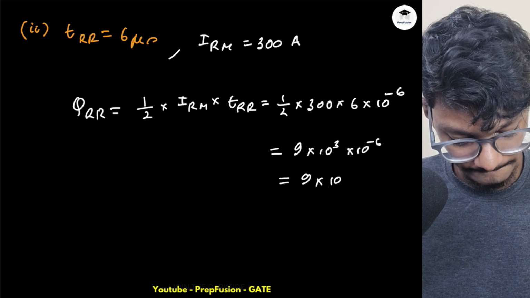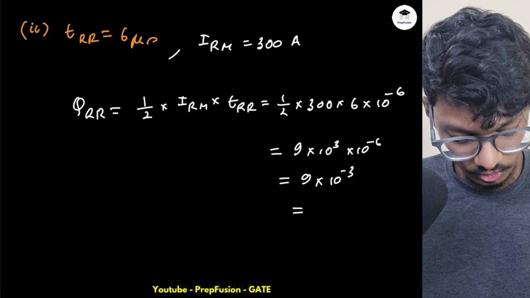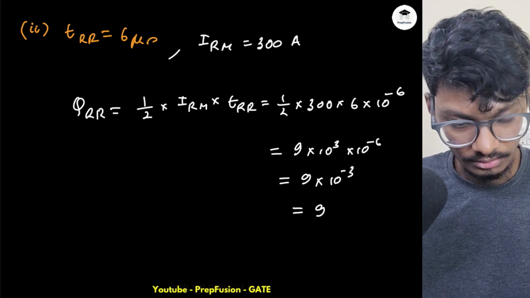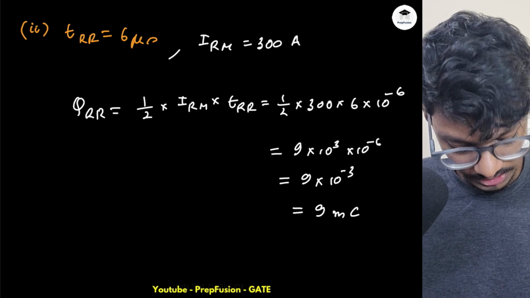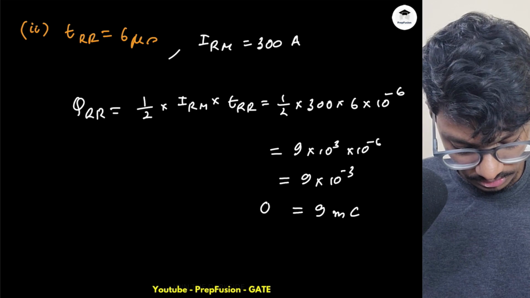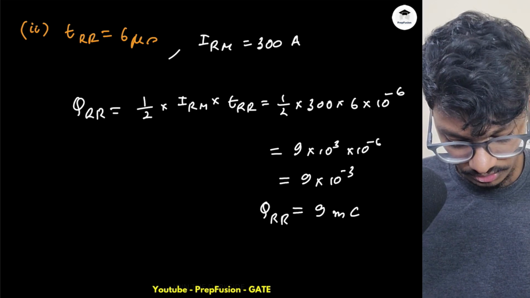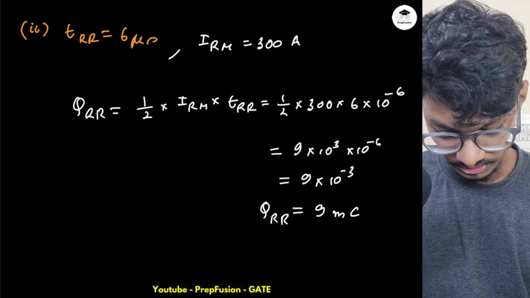So this is 10 raised to the power minus 3, or I can write 9 millicoulombs, right? 9 millicoulombs. So this will be the answer. This will be the reverse recovery charge. This will be the answer to this question. Yeah, sorry, there was one silly mistake here.